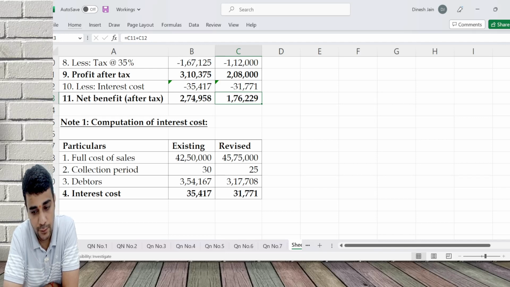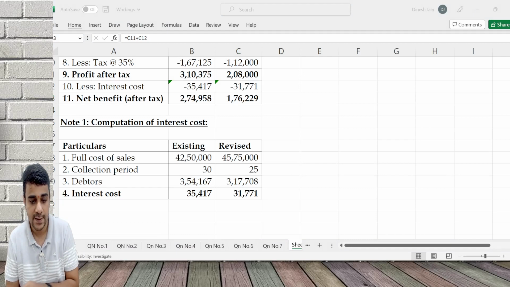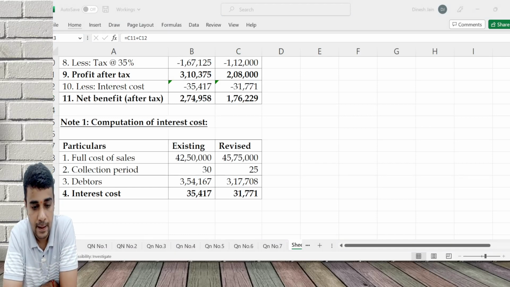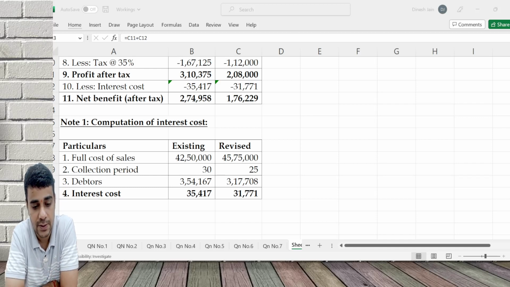There's an alternate way of doing this. I'll explain it. You need not write that part, but this part is completed. Net benefit after tax: 274,958 and 176,229. Proposal will get rejected as there is a reduction in the overall net benefit.